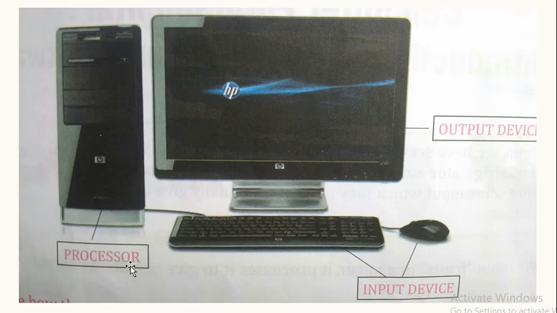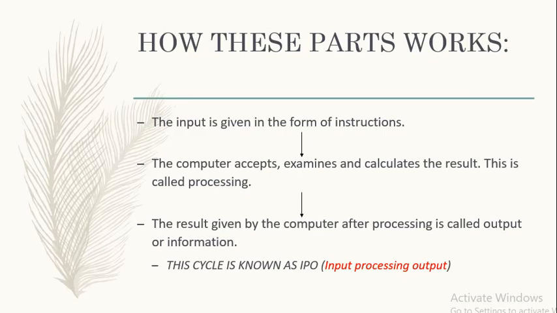This is the picture of a desktop computer. Here we can say this is keyboard, this is mouse. These are the input devices of a desktop computer. Then this is CPU, also called the brain of a computer. This is a processor. Then this is the monitor screen, which is called an output device because it displays the output of an activity.